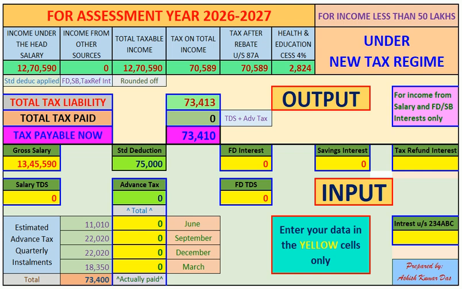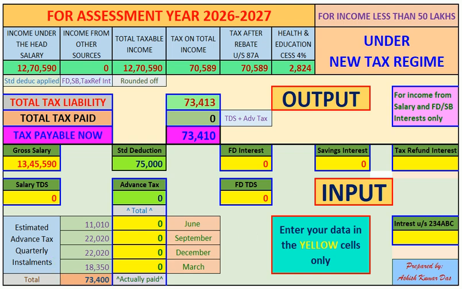Today, after the Union Budget 2025, which is presented by our Finance Minister, I am ready with a new income tax calculator for the assessment year 2026-27. And as usual, the link for this calculator is given in the description of this video, which you can download and use at your convenience.